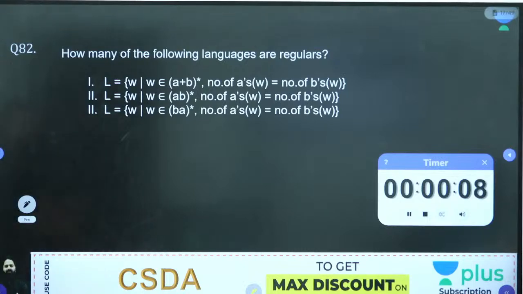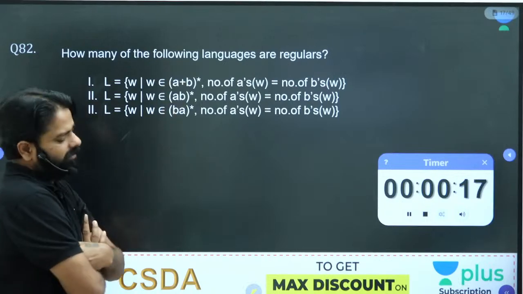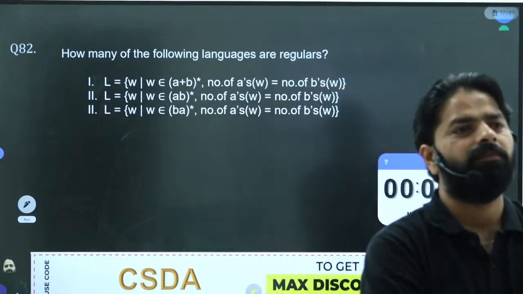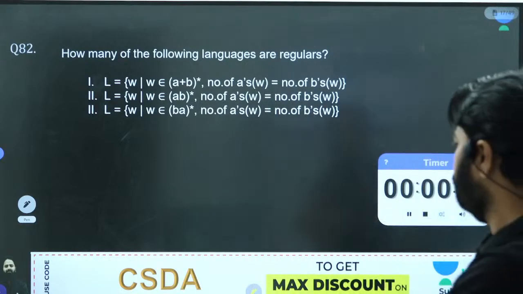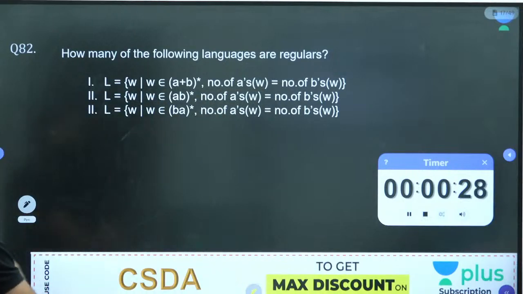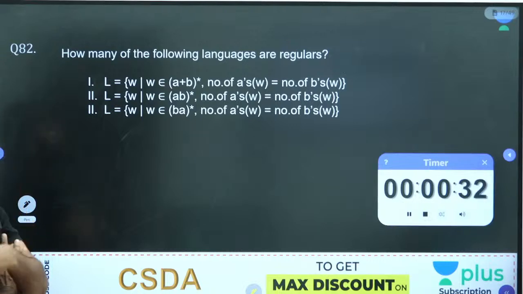Number of A's equal to number of B's, and everywhere same. Are all the same problems? No, right? Only the condition was same, but your string form is different. W belongs to different strings. Taken in the even practice batch also. It was a good question.